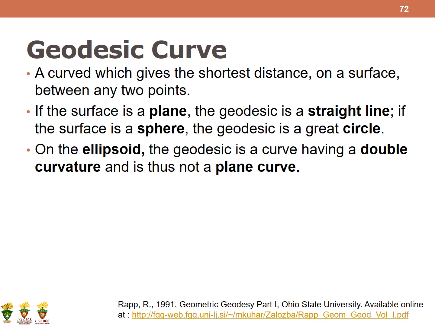So let's go to the geodesic curve. When we say geodesic curve, it is the curve which gives the shortest distance on the surface between two points. If the surface is a plane, if the surface we use is just flat, then the geodesic curve or geodesic line is a straight line. For example, on a rectangular surface, the shortest distance is a straight line. It cannot curve.